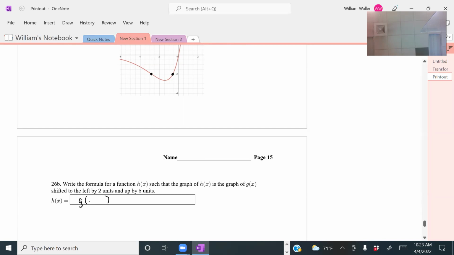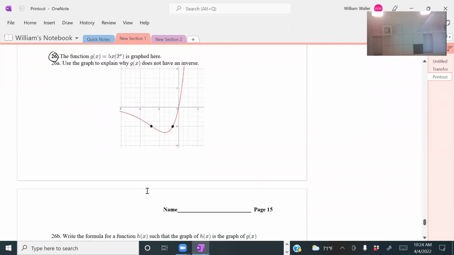Add 2 units to what? X, right? Okay. So you would have G of X plus 2, right, instead of just G of X. And then how do you get it shifted up? Just plus 5, right? Okay. So just at the end there, you just add 5. So what does that look like in the formula for G?